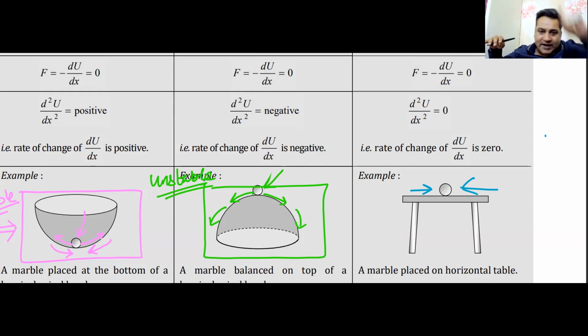The pink ball is moving to higher energy, so it is coming back. Oh, I want to come back. I don't want higher energy. The green ball is on higher energy, it goes down to lower energy. But this blue ball, which is my favorite ball, just stays there.